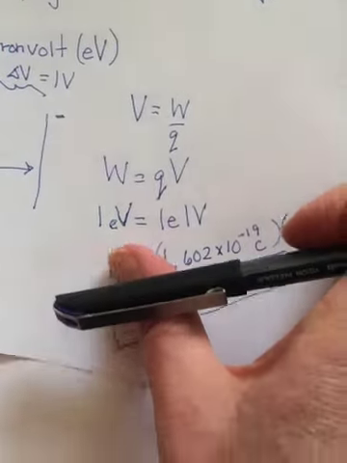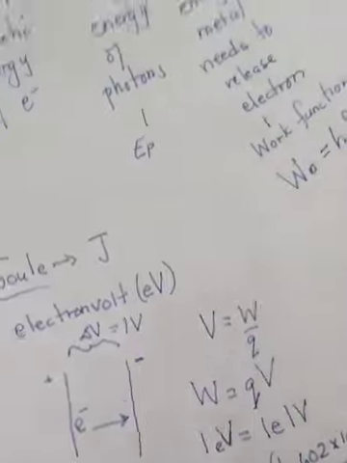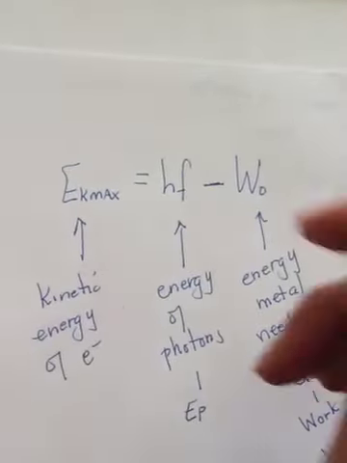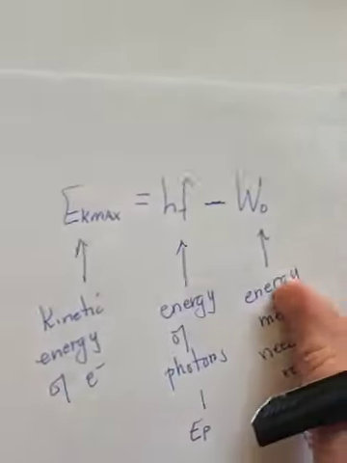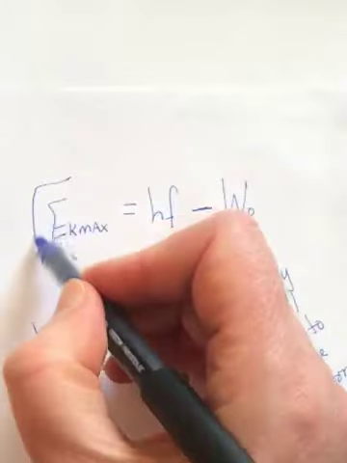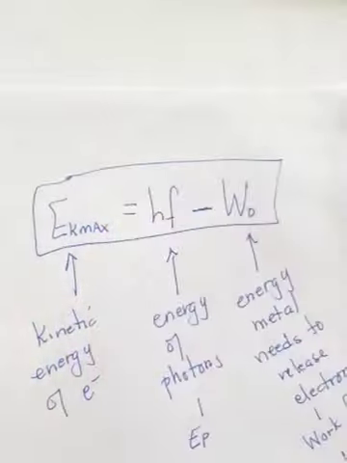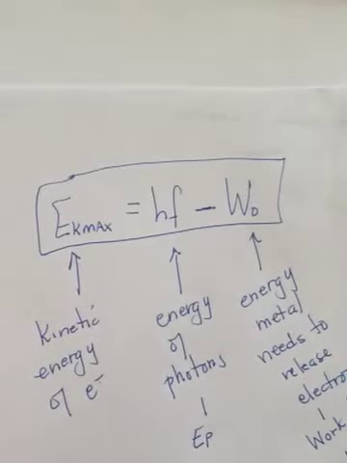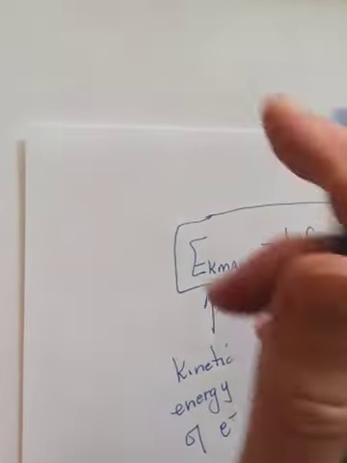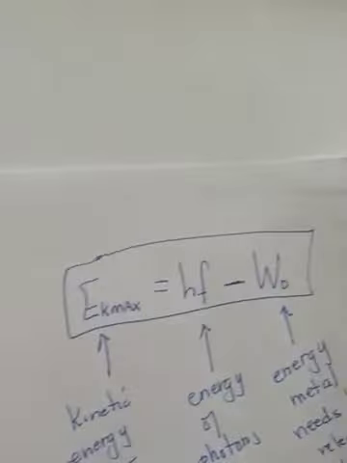Okay? So hopefully now the photoelectric effect makes sense. Let's think about what equations we have. Well, we have this one: Ek max is equal to hf minus W0, where Ek max we can find from the stopping potential.